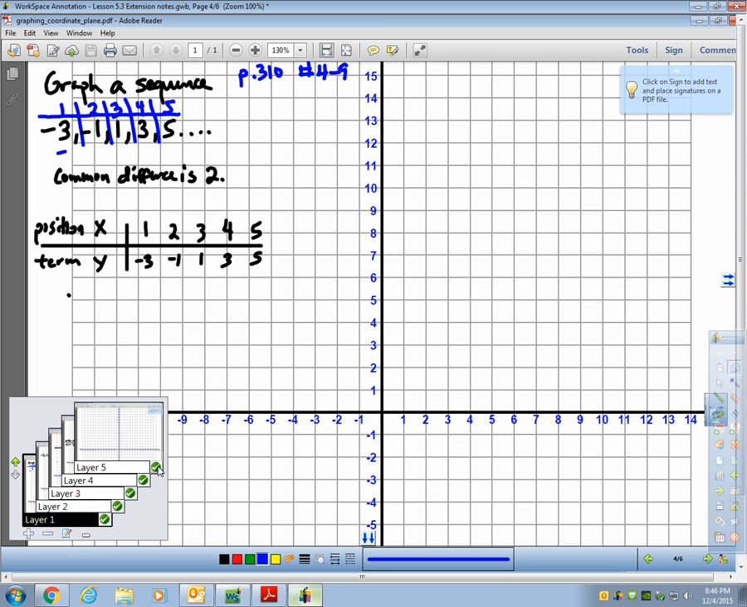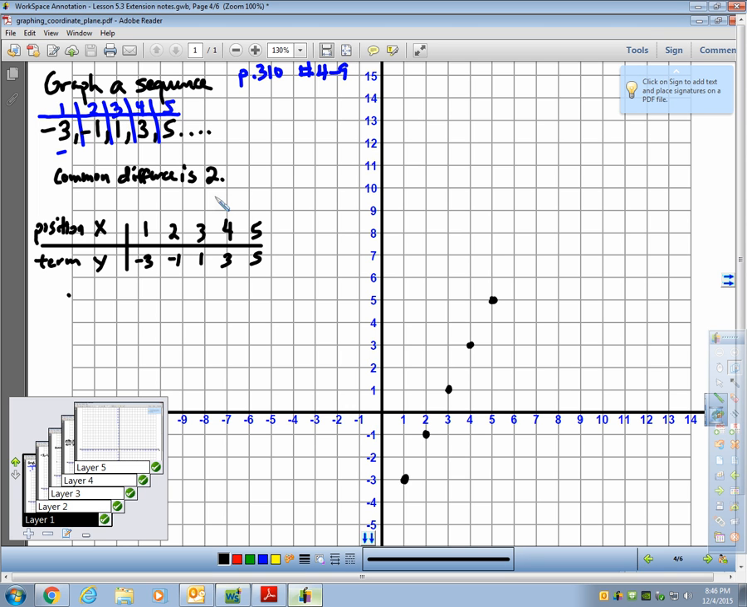All I need to do now is graph that. So let me graph it. 1, -3. 1, write 3 down. 2, -1. 3, 1. 4, 3. 5, 5. Now, you might be wondering, why am I doing this in this chapter?